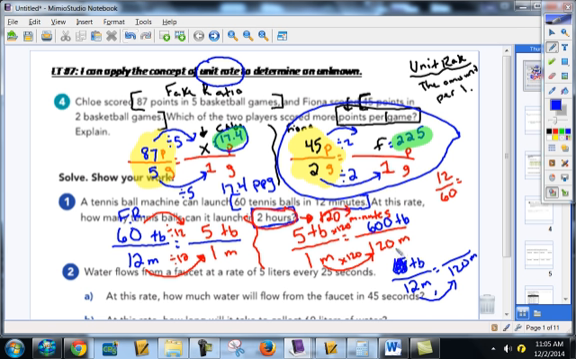Maybe not. Okay, 60. And then what are you doing to go from 12 to 120? Well, you're multiplying by 10 because you're just moving the decimal 1 to the right. So then I got to do that up here, and there's where you get 600.